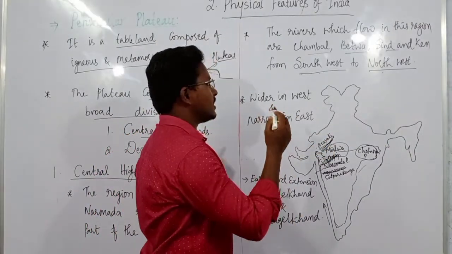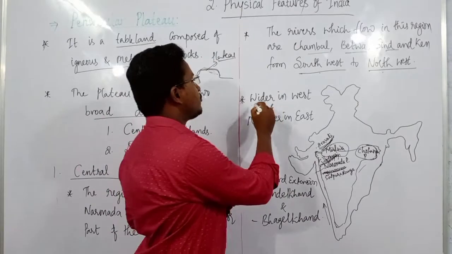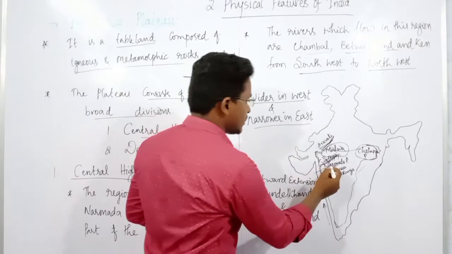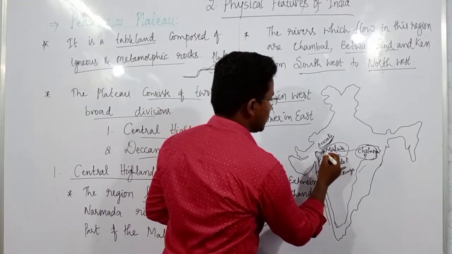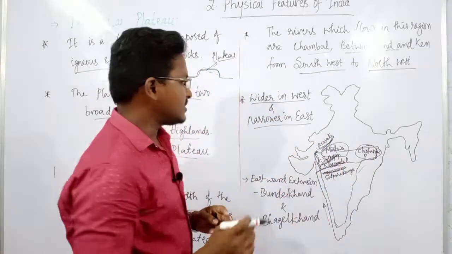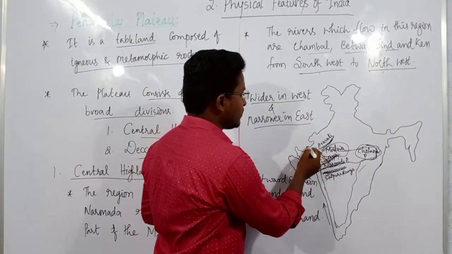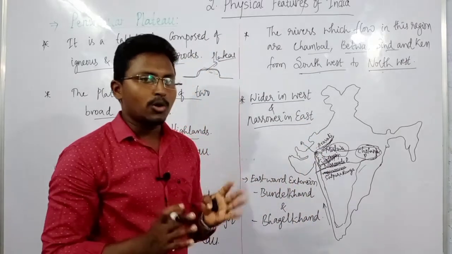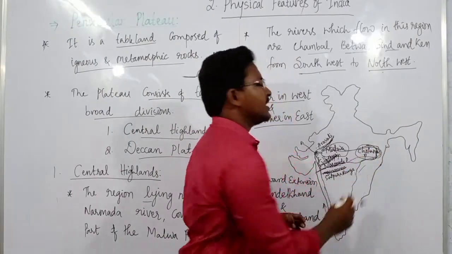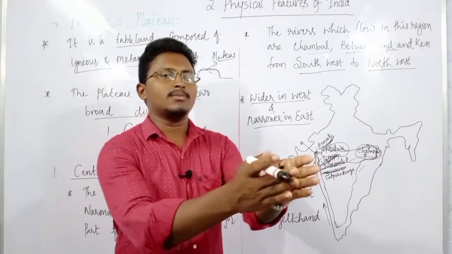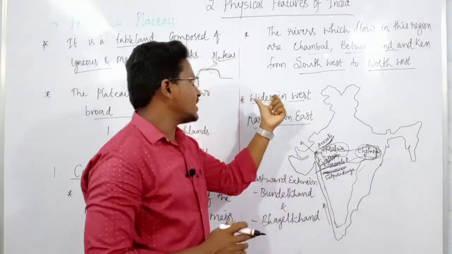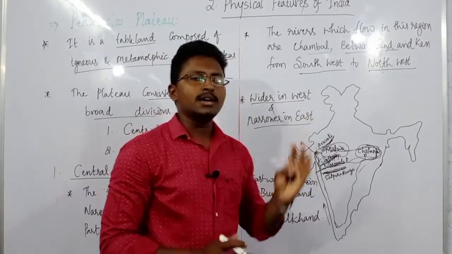The next point is that these Central Highlands are wider in the western side and narrower in the eastern side. That means if you look at the Narmada river, this particular region we call the Central Highlands. This western part looks broader and wider, and as it moves towards the eastern region, it becomes narrower, that means smaller and smaller. So these Central Highlands are wider in the western side and narrower in the eastern side.